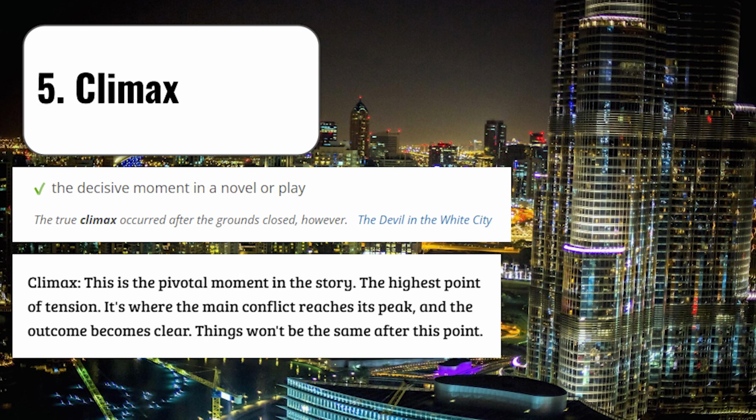Term number five is the climax of the story. If you've looked at the plot diagram before, this is usually going to be at the very tip top of it. And this is the decisive moment in a novel or play. This is the pivotal moment in the story, the highest point of tension that the story is going to have. It's where the main conflict reaches its peak and the outcome becomes clear. Things won't be the same after this point in the story.